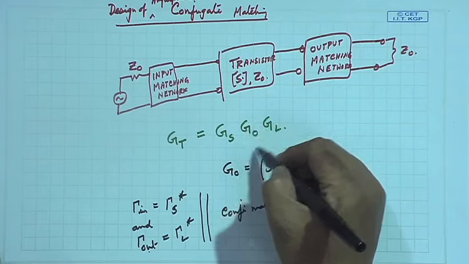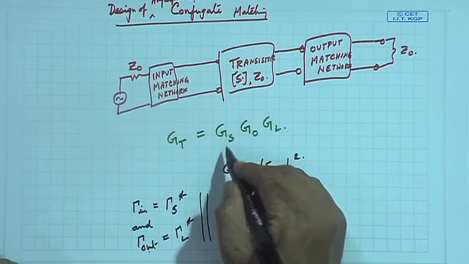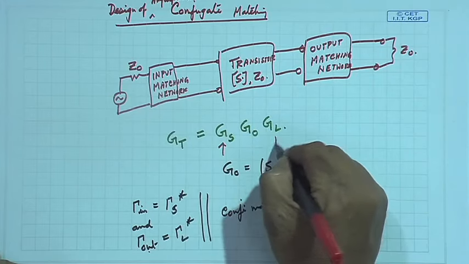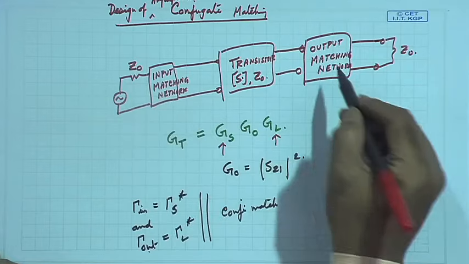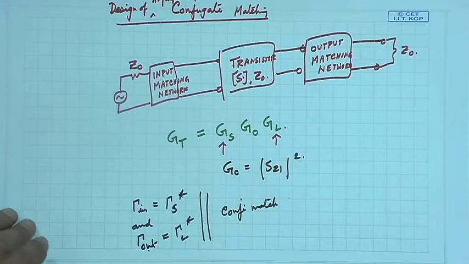So, this is already given by the device manufacturer. Our job now is to design the input matching network and output matching network, so that I can get the maximum of these ZS and ZL. Last time we found the expressions for ZS.